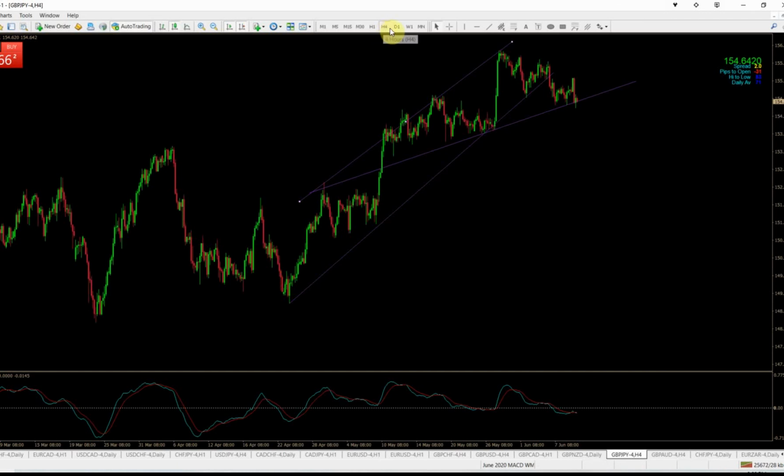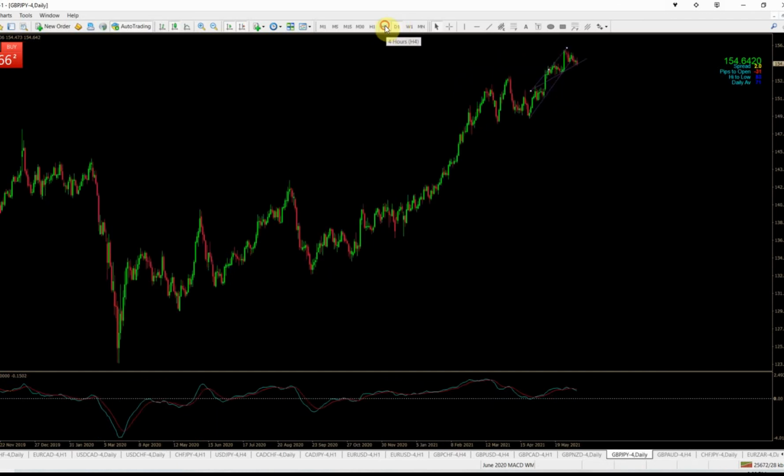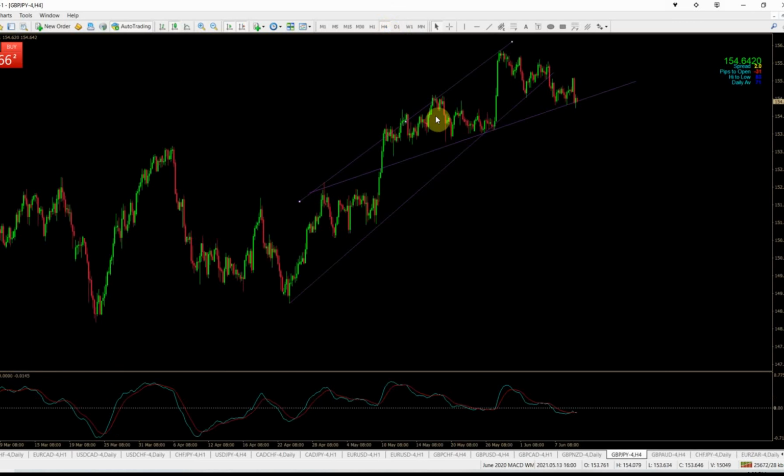So here we are on the 4-hour chart. You can see it on the daily too, but we'll go to the 4-hour. 1, 2, 3, 4, 5 up. Tag the upper trend line. We did not get a break above, so that's why this doesn't really constitute a Wolfe wave. But look at the correction.